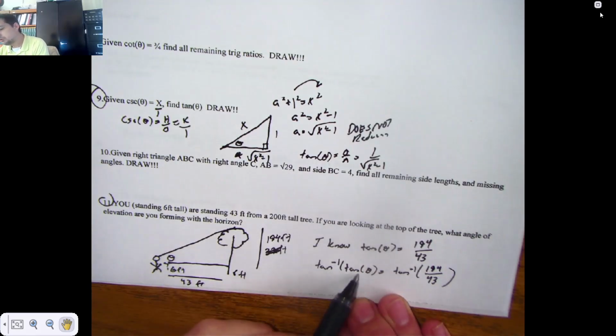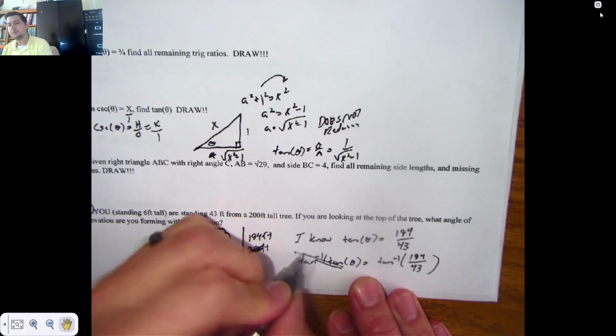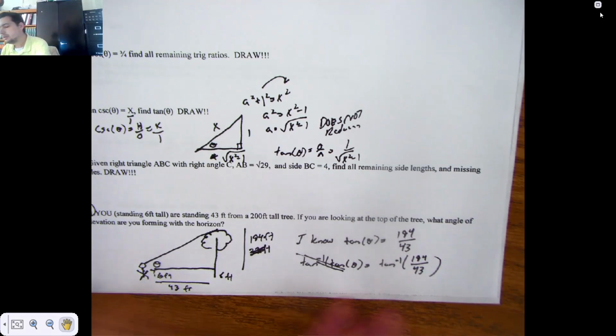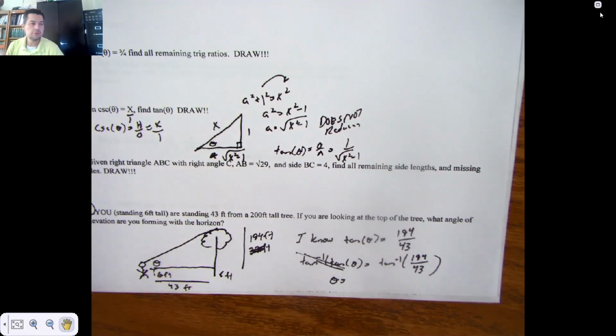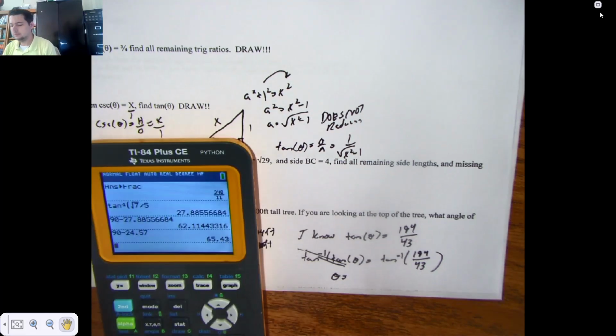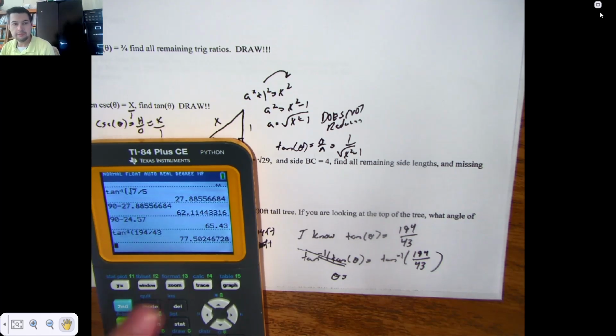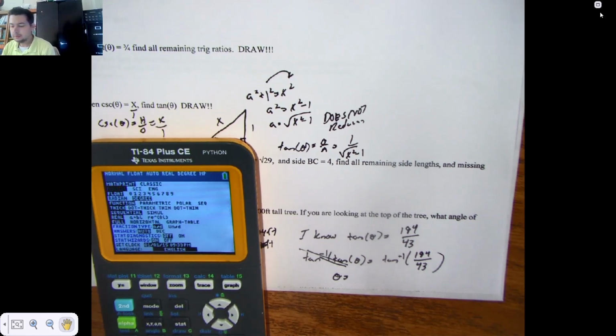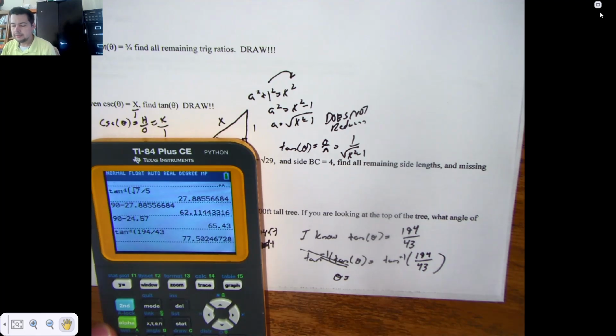Arctangent destroys tangent. That's what they do. They're inverse functions. So go push buttons in a TI-84 and I'll have her. I have already put this calculator in degree mode. That's a kind of a big deal. Got to be in degrees, at least for now.